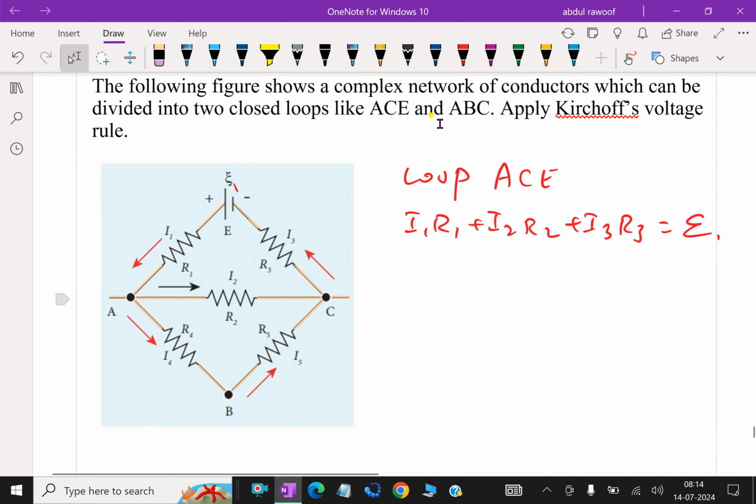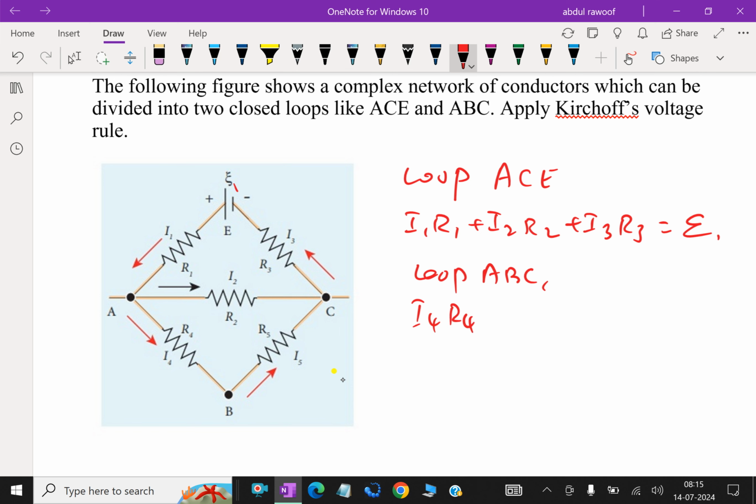Now the next loop is ABC. With loop ABC, look at here, I4 R4 is the voltage passing through, then I5 R5, minus, look at this direction, it is the opposite direction, so it is I2 R2. I2 R2 is EMF 2.